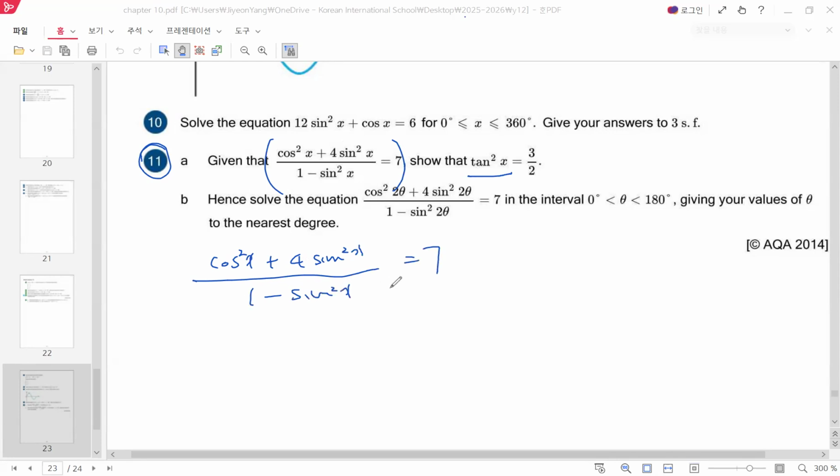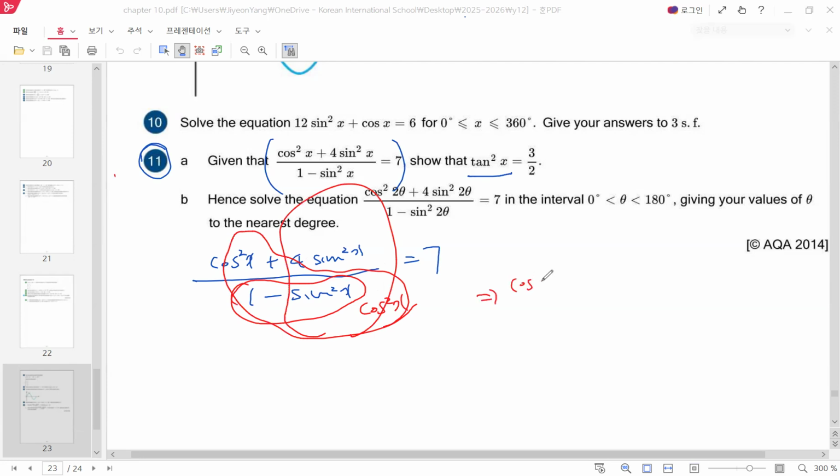When I look at this expression, I can see this part. What's this? Cosine square x, right? Cosine square x, very good. And then you can separate this fraction. Draw two cashews. Understand? Therefore, cosine square x over cosine square x plus 4 sine square x over cosine square x equals 7.